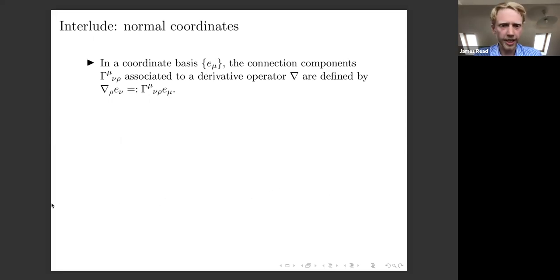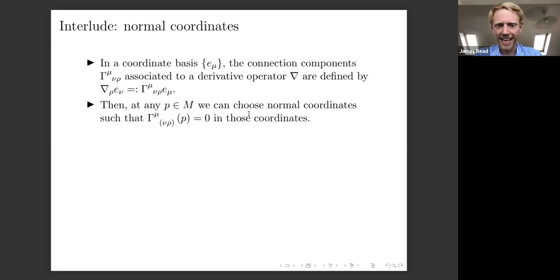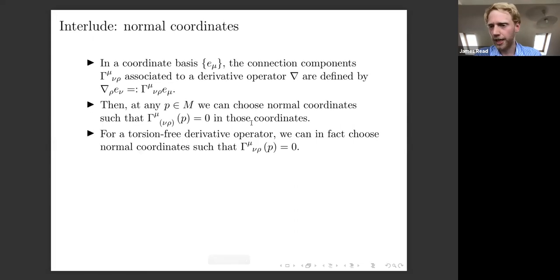So recall that in a coordinate basis, the connection components are associated to a derivative operator, defined in this way. At any point in the manifold, we can choose normal coordinates such that the connection components with their lower indices symmetrized vanish at that point. If the connection is torsion-free, then of course it doesn't have an antisymmetric component in the bottom two indices, and I can just write that the connection components themselves vanish at P.